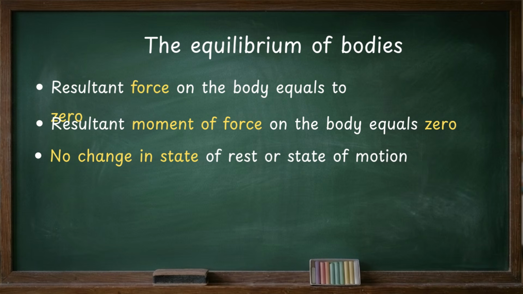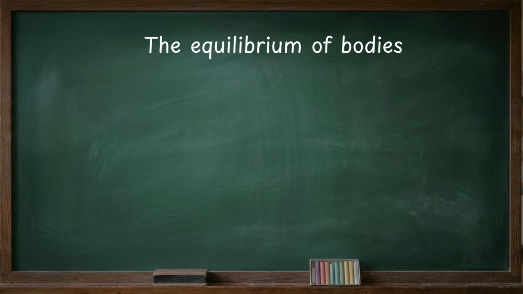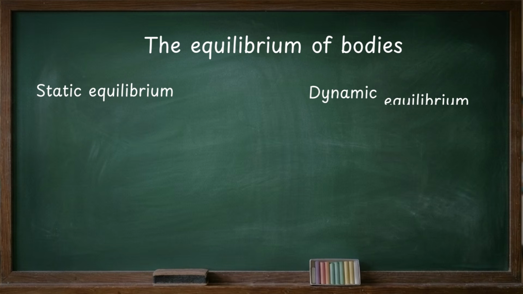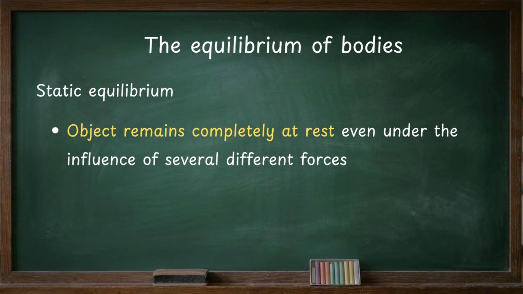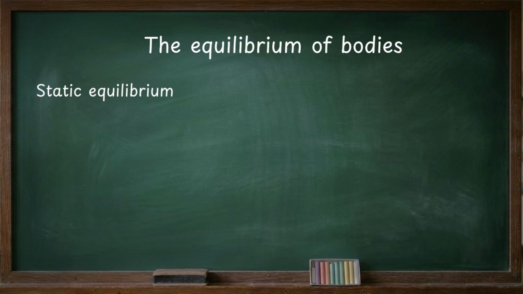When this happens, the body is said to be in equilibrium. Broadly speaking, equilibrium comes in two different kinds: static equilibrium and dynamic equilibrium. Let's look at static equilibrium first. When an object remains completely at rest, even under the influence of several different forces, we say it is in static equilibrium. You see this happen all the time in daily life.